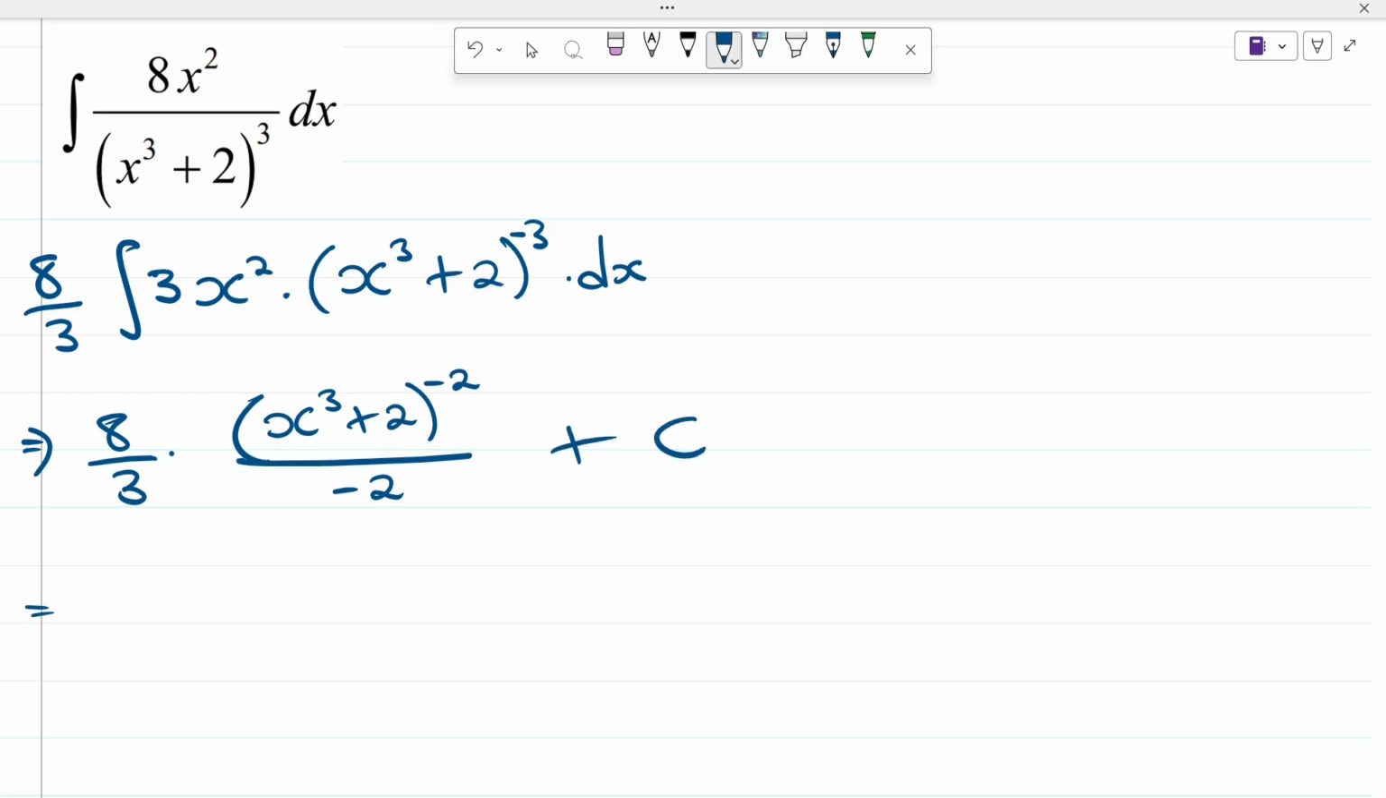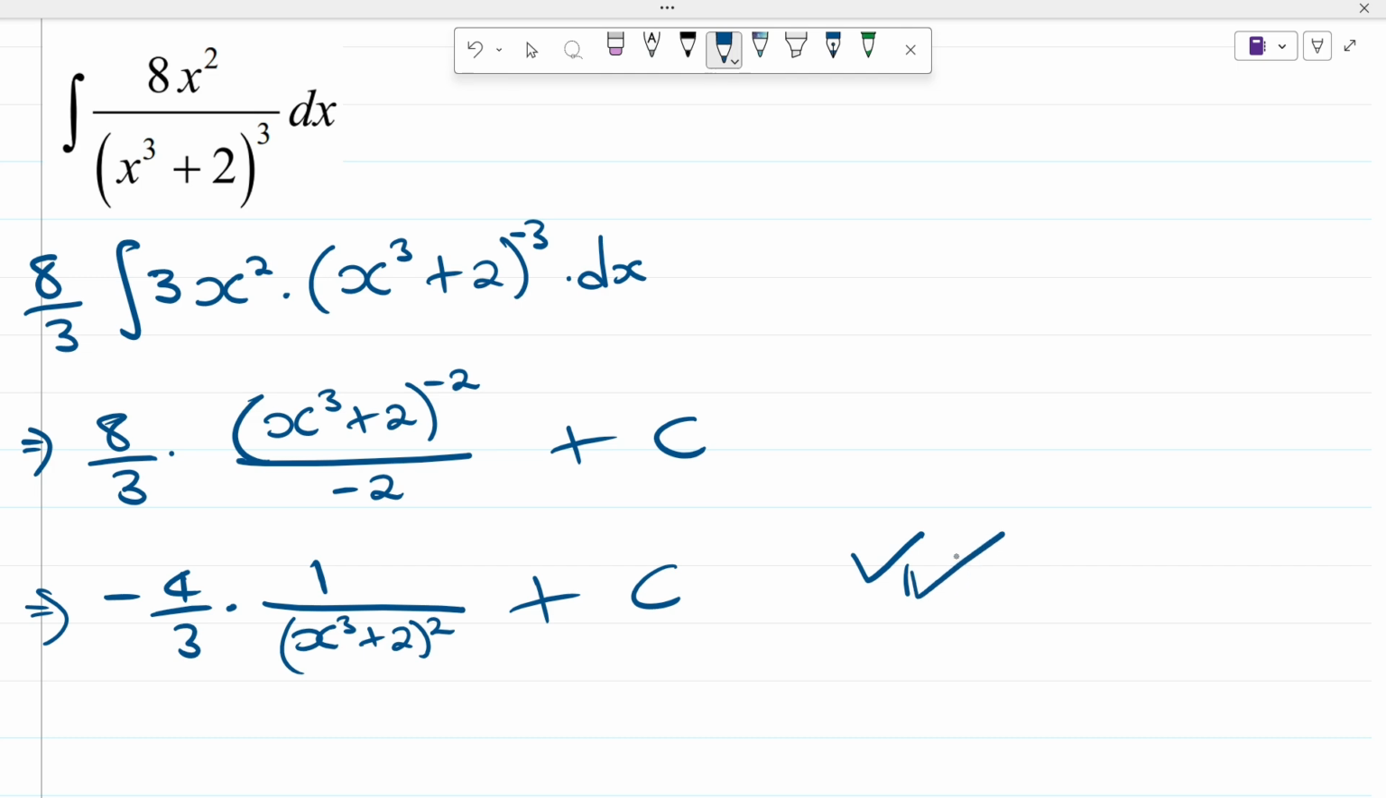Then you do your maths there. We can again take that one down so that we can write it in positive exponents. So it's going to be 8 divided by 2, which in this case is 4. And then negative, so it's going to be negative 4 over 3 multiplied by 1 over x cubed plus 2 to the power of 2, plus c. Then that's your final answer. So yeah, that's it, guys.